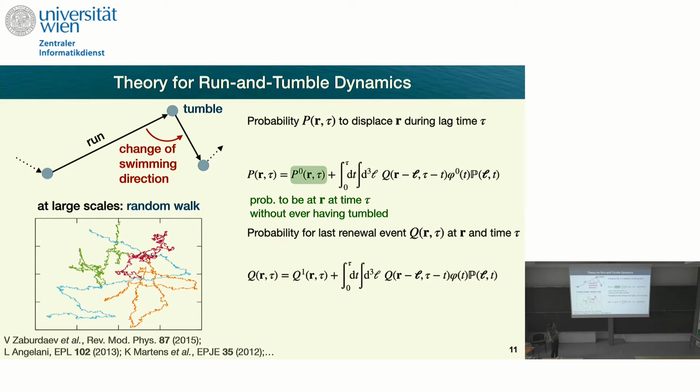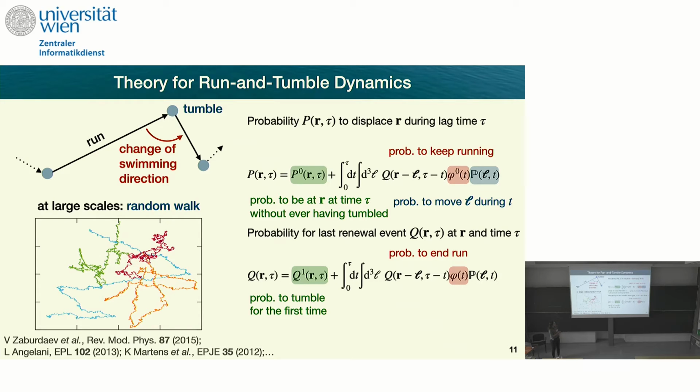So here this is essentially the probability that the cells have tumbled at an earlier position at an earlier time, times the probability that the cells keep running at that time, times the propagator that describes the dynamics during the run phase. Okay, and so the second equation also contains the probability for the first tumbling event, and then the sum over all other tumbling events. And so we have the probability that they have tumbled before, times the probability that the run ends exactly at a certain time, times this propagator.